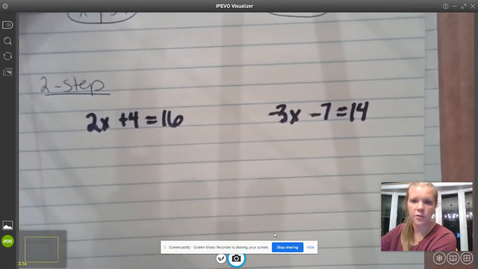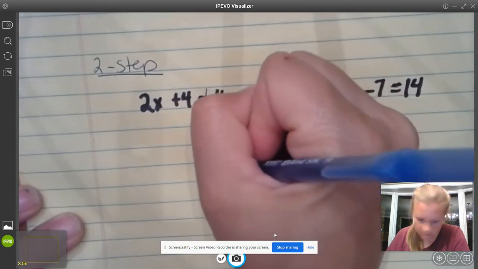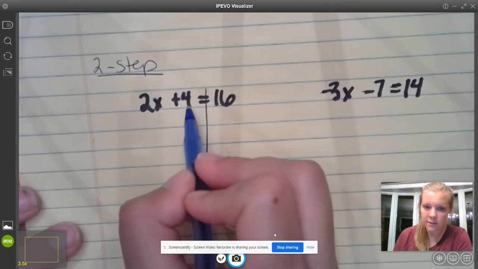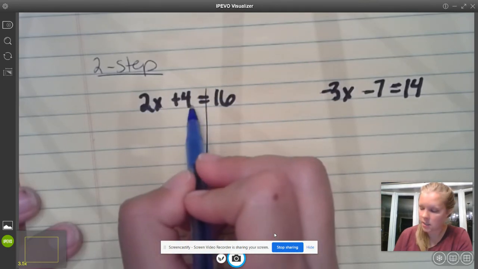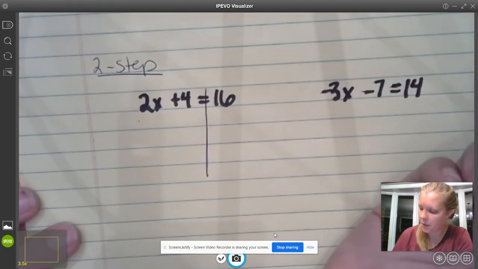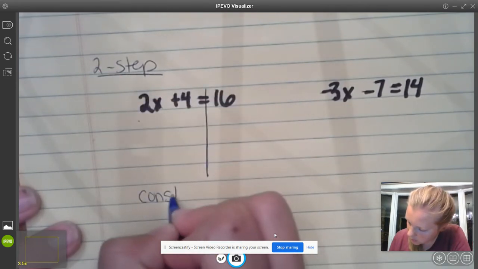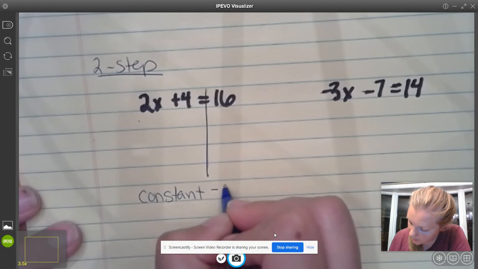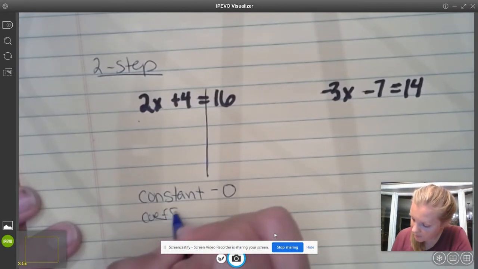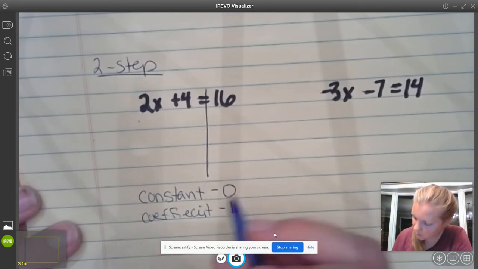Two quick examples of two-step equations. We're going to start by drawing a line through the equal sign. And then we always get rid of the constant first and then the coefficient. The constant is the number that's alone. The coefficient is the number that's being multiplied by the variable. The constants, our goal is to get them to change to be a 0. And my coefficient, I've said this multiple times, the coefficients we need to get to be a 1.